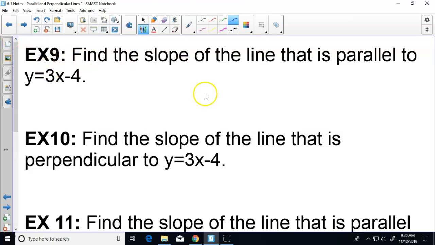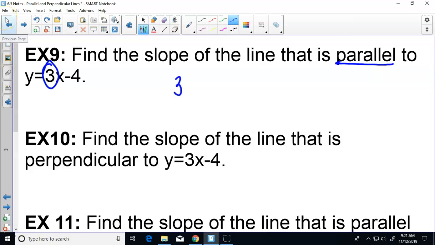So number 9 says find the slope of the line that is parallel to y equals 3x minus 4. So Cole, what is the slope of the line that's parallel to y equals 3x minus 4? What is the slope of this line? That's the y-intercept. 3. Just the 3. When we talk about a slope, we don't put the x with it. Okay? So it would just be 3. Because the slope of this line is 3, so the slope of a line parallel to it is 3.